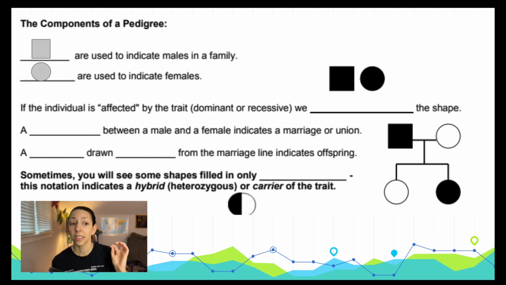If a person is affected by the trait, whether it's dominant or recessive, we're going to track that by shading or coloring in the shape. So a line between a male and a female indicates a marriage or a union, but a line drawn down from that marriage or union indicates offspring, so that they're together and they've had offspring. Sometimes you'll see shapes shaded in halfway, and this usually indicates a heterozygous carrier of the trait. And we won't see that every time in a pedigree, but we'll get to some examples in a little bit.